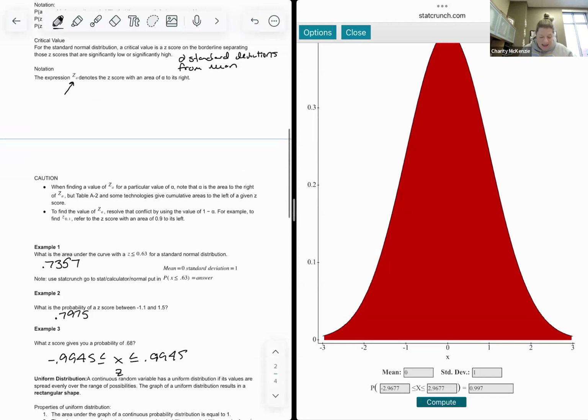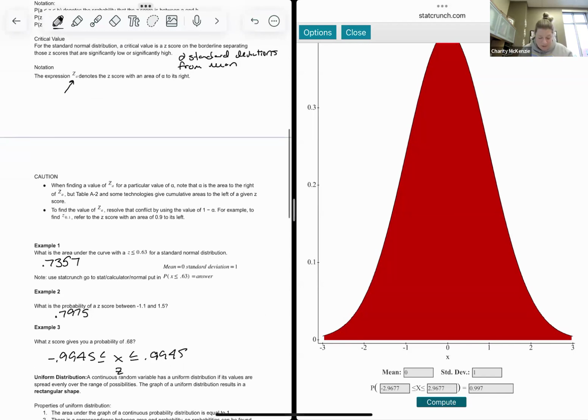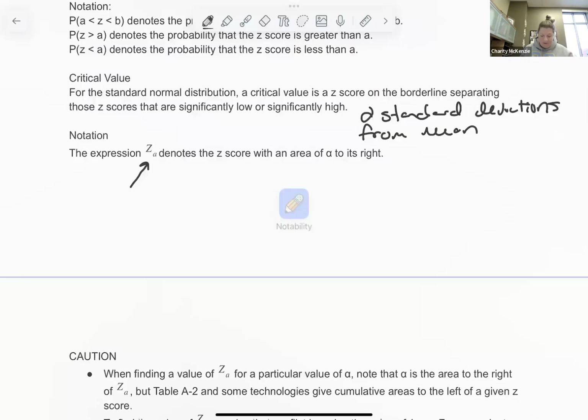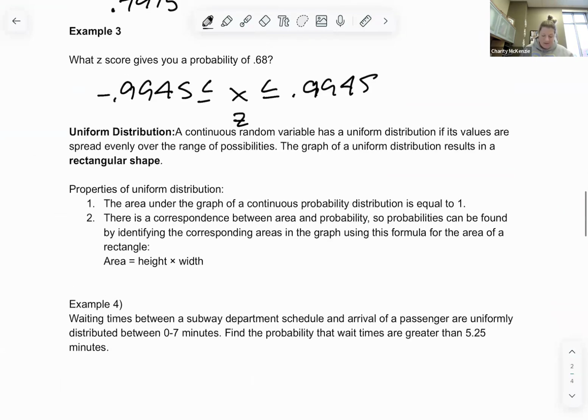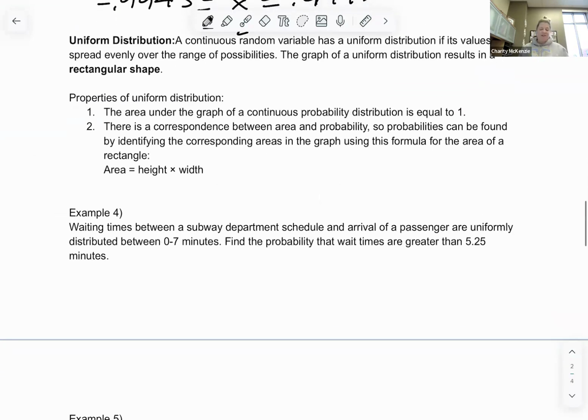Okay, so let me go back to the full screen real quick. So you can see how fun it is to use this normal calculator. It's pretty easy. I don't think you'll mind it. So the next distribution we're going to look at in this section, we really are focusing on the normal, but is the uniform.